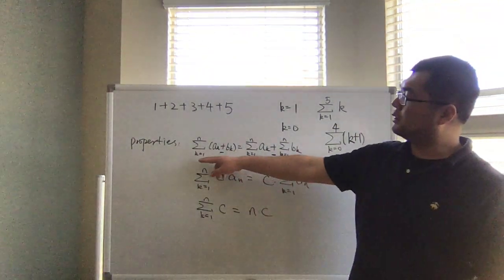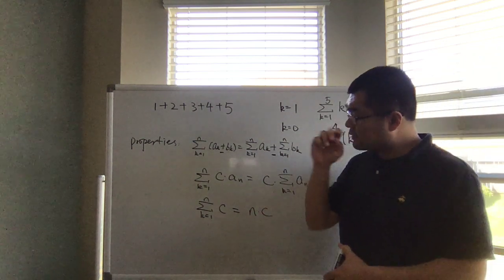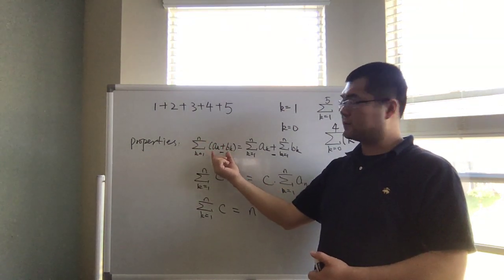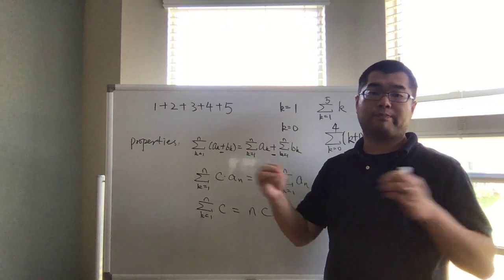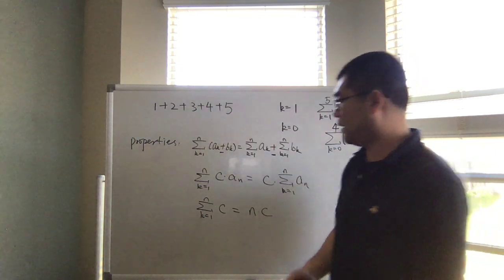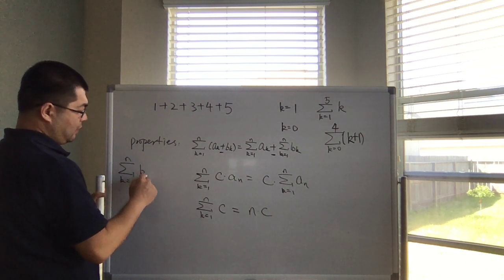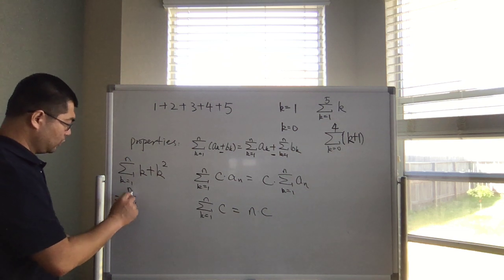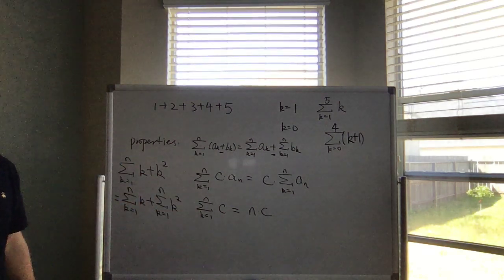Also, look at this. There are some properties which are very easy to understand. If we have the summation of two pieces inside the sigma notation, a_k plus or minus b_k, you actually can split them into two smaller summations. So this is the first property. For example, if we have the sum from k equals 1 to n of k plus k squared, you can always rewrite this as the summation of k from 1 to n of k, plus the summation of k from 1 to n of k squared. This is one of the applications.